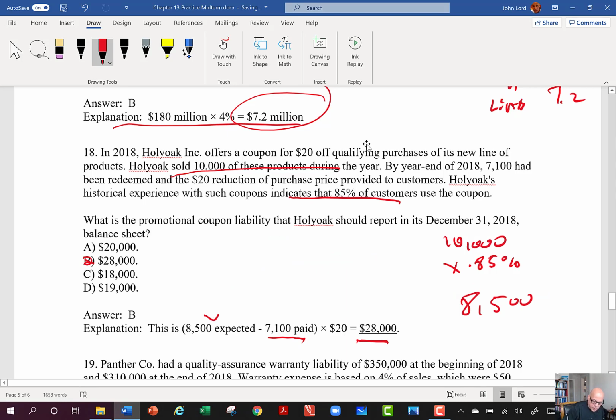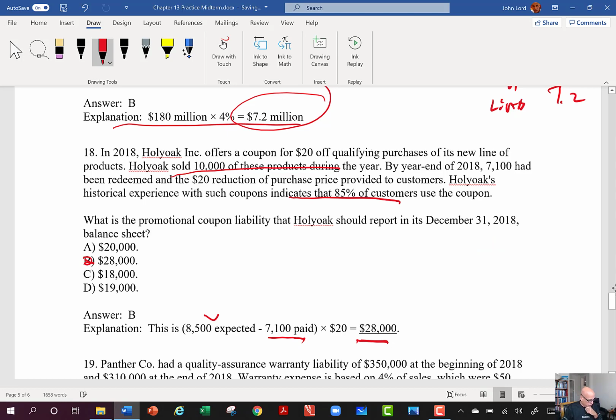I'm going to go ahead and erase some of these lines that I put over here. I think you see how we got the 8,500. So that's the 10,000 times the 0.85. I'll write it right here: 10,000 times 0.85 is the 8,500. That's where the 8,500 came from, just so we have that there.